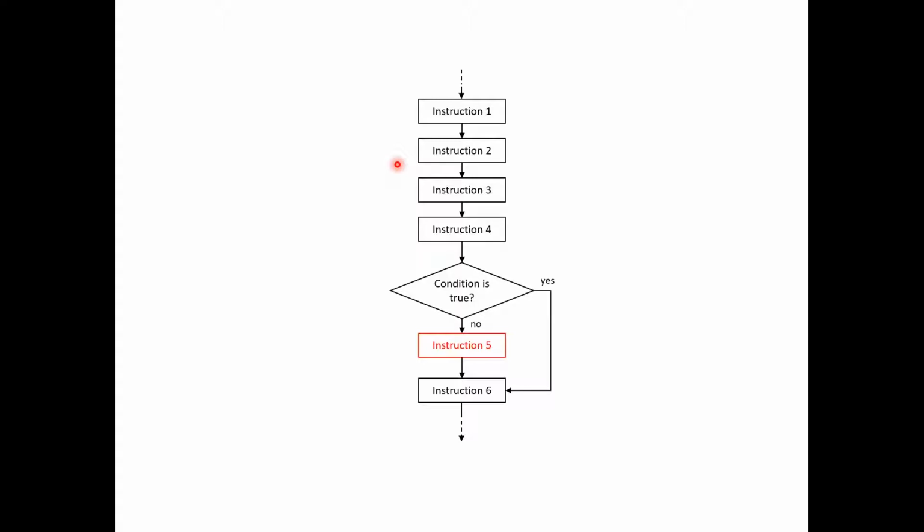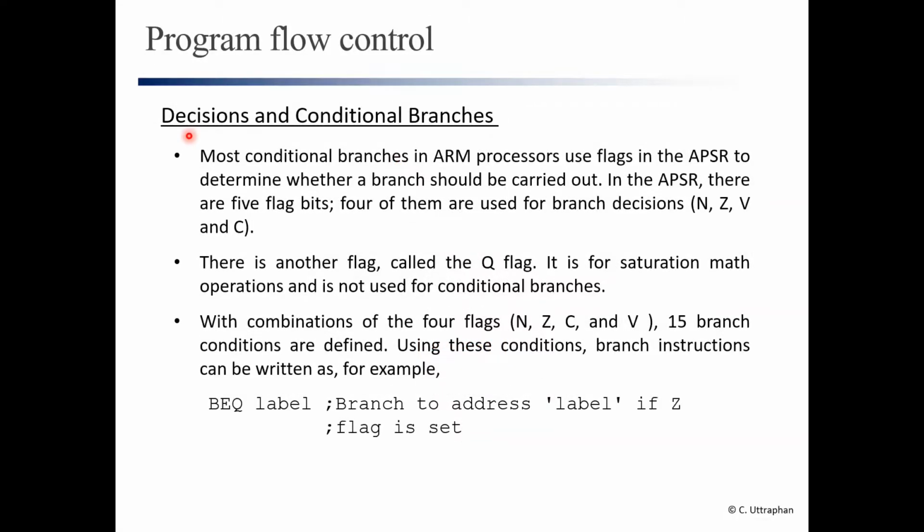To do this, we need a group of instructions that are called program control instructions. In a microprocessor, the program flow control is realized by decisions and conditional branches. Most conditional branches in ARM processors use the condition flags to determine whether a branch should be carried out. Recall that there are 5 condition flags. 4 of them are used for branch decisions, which are the N, Z, V and C flags. There is another flag, called the Q flag. It is for saturation math operations and is not used for conditional branches.